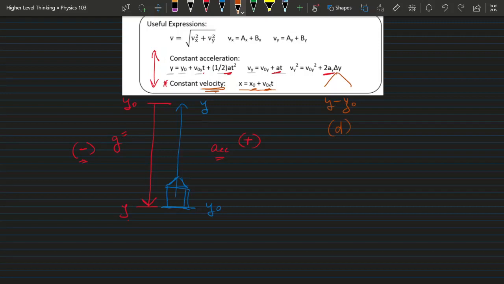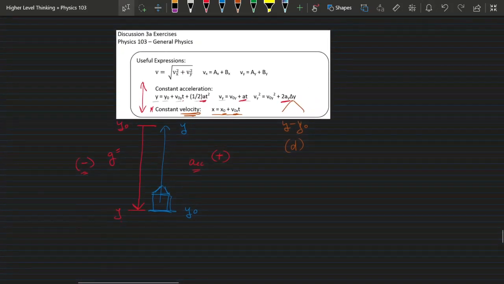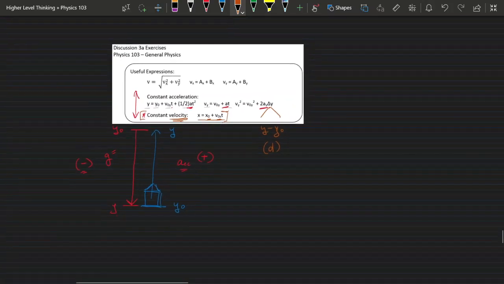And constant velocity, this one was actually shown in the previous video, except they included the naught symbols for notation. So I encourage you to go back to the, I think it was discussion 2A or B, if you want to review that. So I hope this review of useful expressions was helpful.